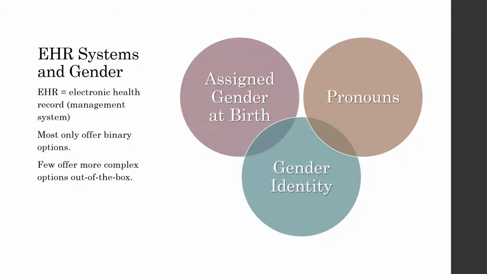So ideally, to be inclusive, EHR management systems should have assigned gender at birth for gender-specific services, to indicate to a provider what gender-specific services a patient might need, the patient's pronouns, so they are respected and validated when they are seen by their provider, and gender identity.